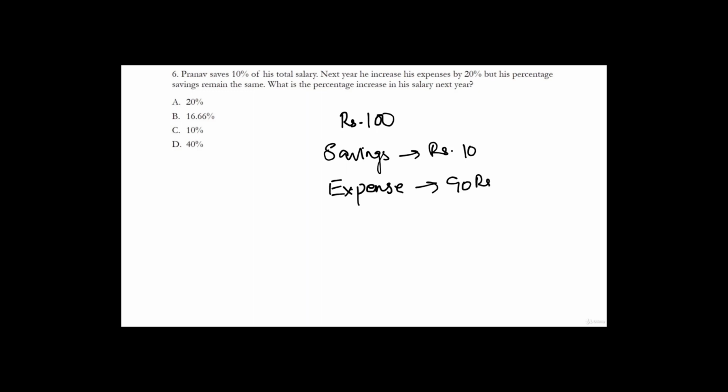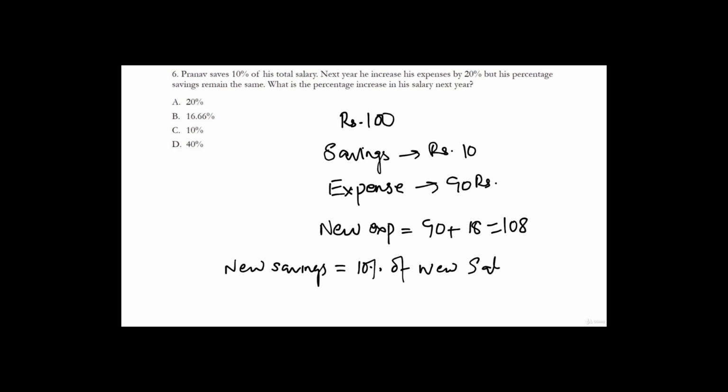Now out of 90 rupees he is increasing 20%. So the new expense will be 90 plus 20% of 90, which is 18, which is 108. And even though he increases his expenses by 20%, his savings percentage remains the same, which means his new savings is equal to 10% of the new salary.